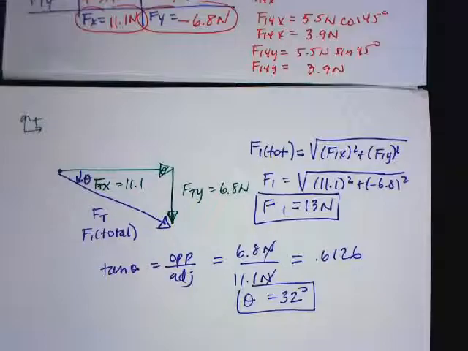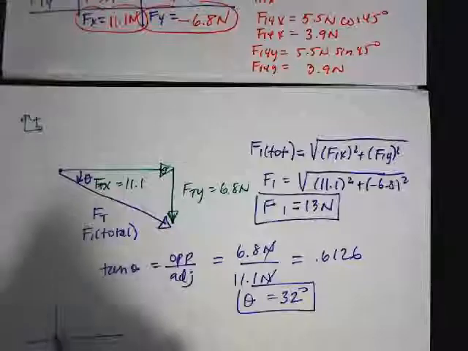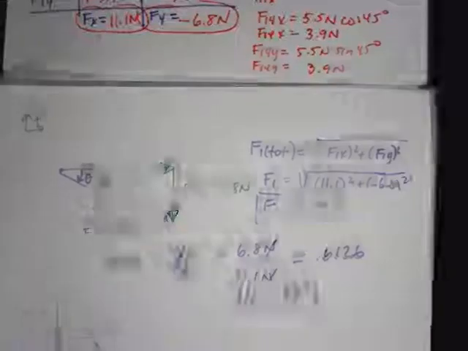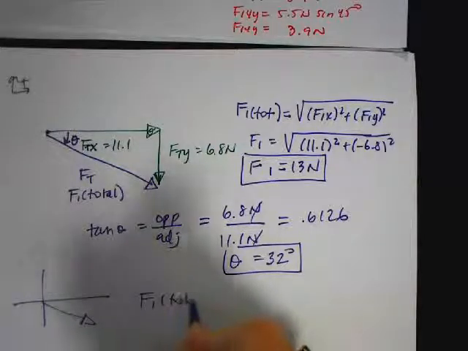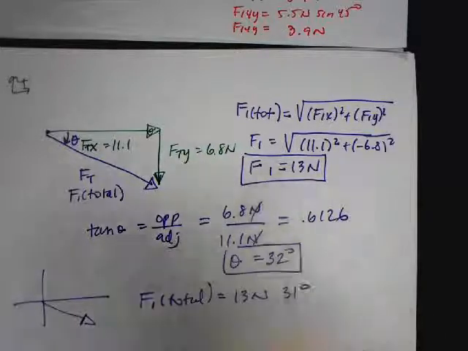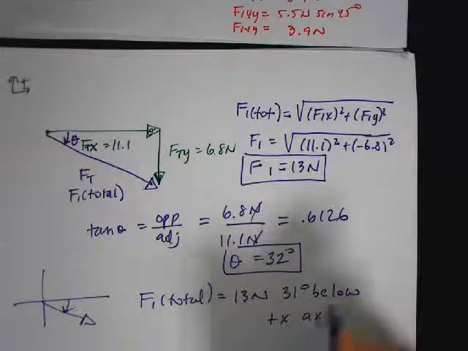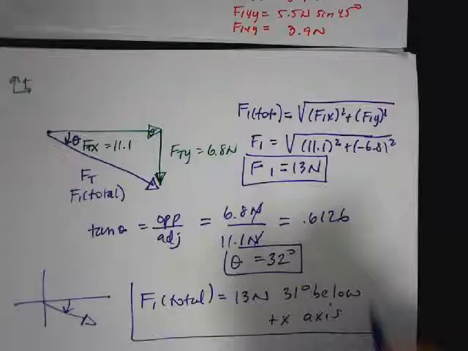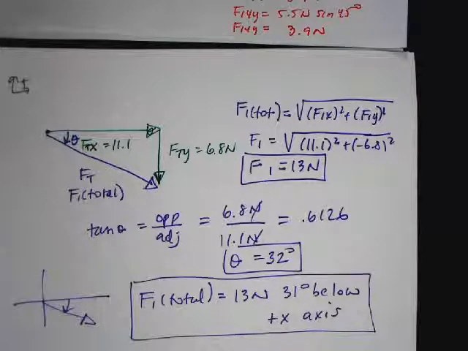This is not complete because I have to say from where. Well, I don't really have a frame of reference. You know, I can see that it comes down like this. So the way that I'm going to do it is I'm going to say F1 total is equal to 13 newtons at 31 degrees, and then because that's the angle I measured, I'm just going to say below the positive x-axis. So that's my answer for part A, and you still have to do B and C.